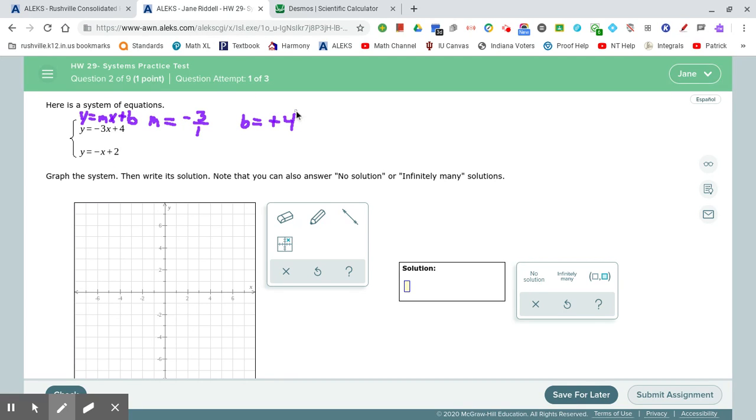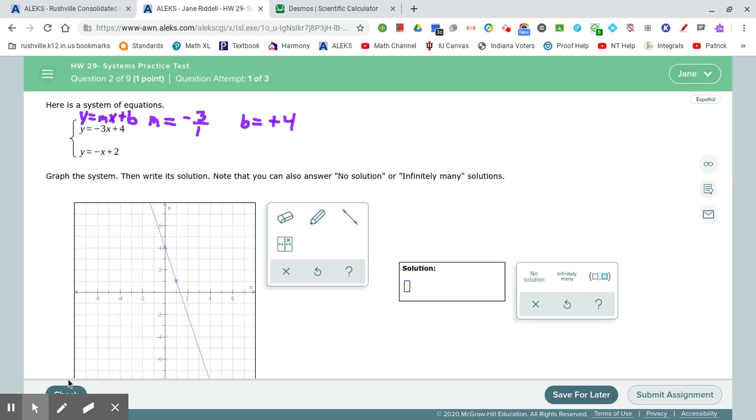So what that means is, on the y-axis, I would plot a point at +4. And then the slope tells me how to move. Negative means I'll go down 1, 2, 3, and then always move to the right. If it's negative, you'll go down, and if it's positive, you'll go up, and then that bottom number tells you how far you'll go to the right. So there is the first line.